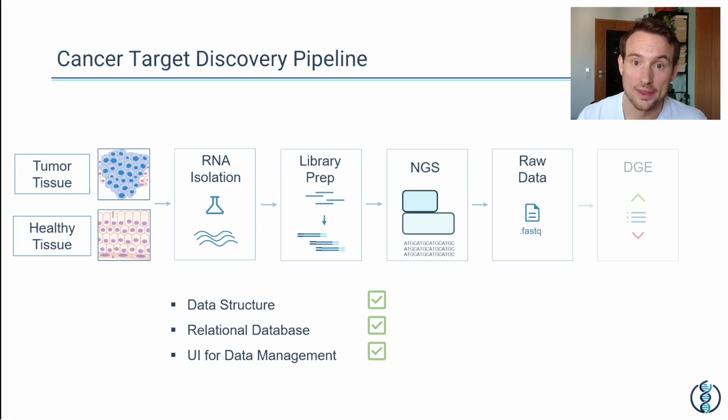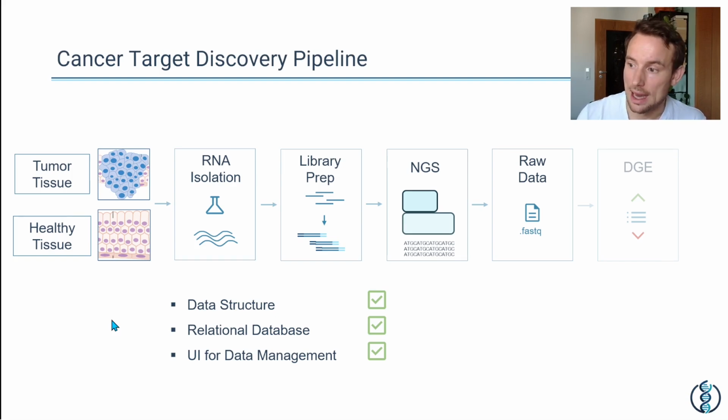In the first part of this case study, we looked at how to translate the research process into a data structure that defines the relationship between the projects, the samples, and the raw data that are produced here, how to translate the data structure into a relational database scheme, and how we can access our research data via a Streamlit user interface that allows us to manage these data.